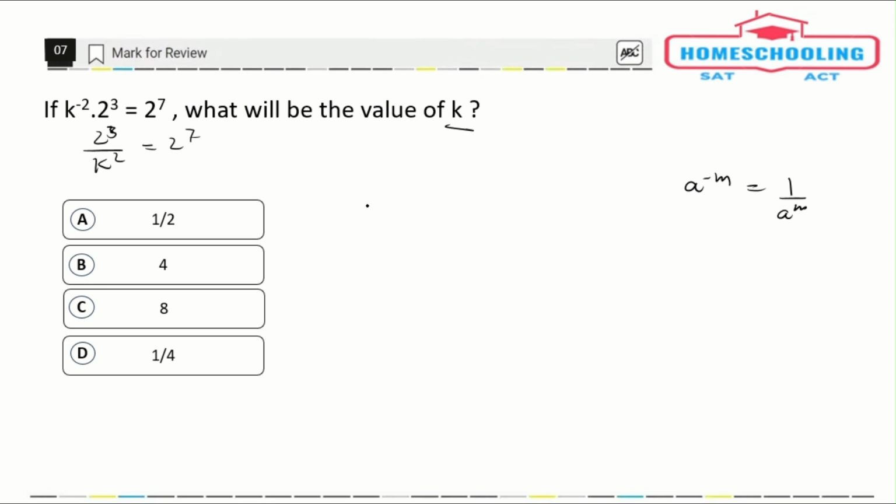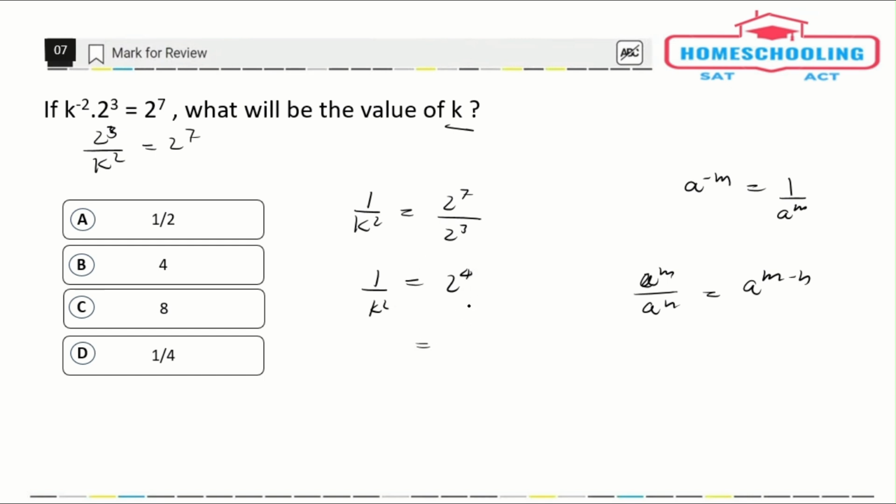Now, what else can we do here? K to the power minus 2. Now, what we're going to do here is 1 by k square is equal to 2 to the power 7 divided by 2 to the power 3. Whenever there is division, a to the power m by a to the power n is equal to a to the power m minus n. So we can write this as 2 to the power 7 minus 3, that would be 4. That is k square.